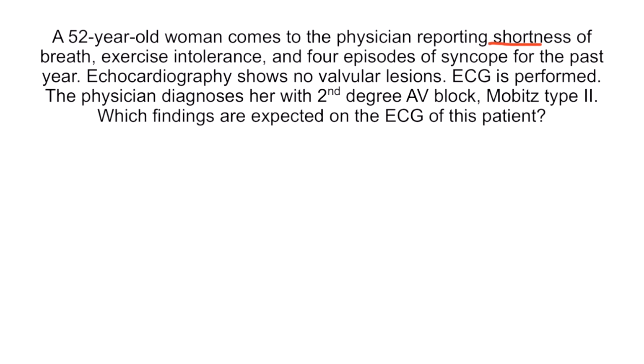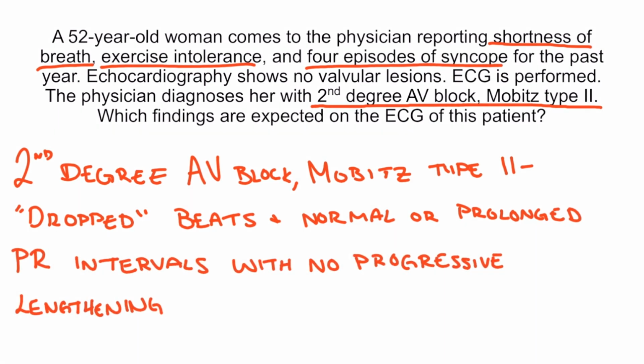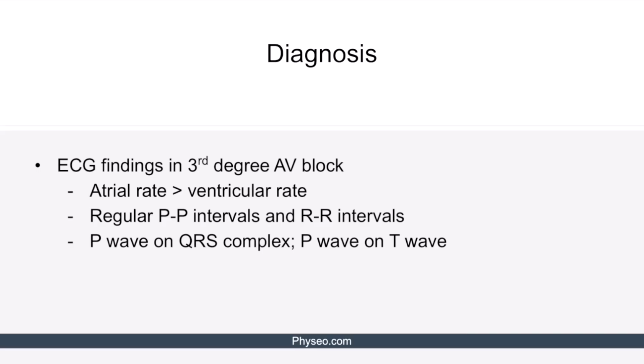This patient presents with shortness of breath, exercise intolerance, and 4 episodes of syncope over the last year. The physician diagnoses her with second-degree AV block Mobitz type 2. Classic ECG findings of second-degree AV block Mobitz type 2 include dropped beats and normal or prolonged PR intervals with no progressive lengthening. There are several characteristic ECG findings in the third-degree AV block.